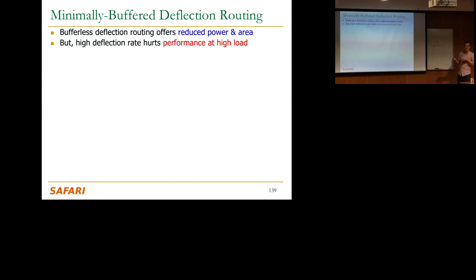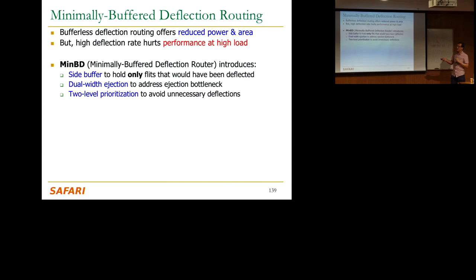High deflection rate hurts performance at high loads. And basically, the idea over here is you have a side buffer to hold only flits that would have been deflected. Right? So there are multiple issues over here.